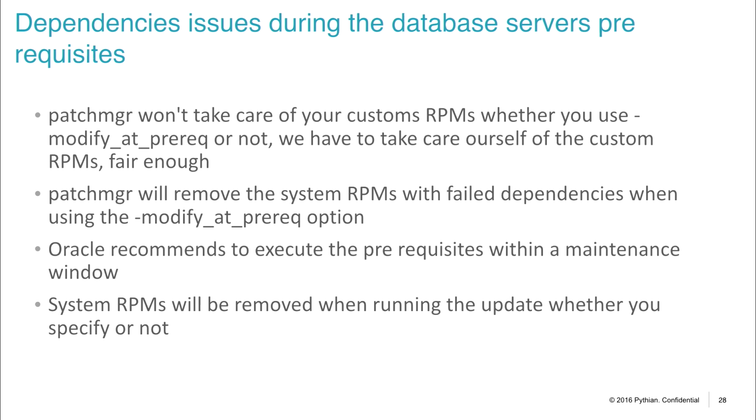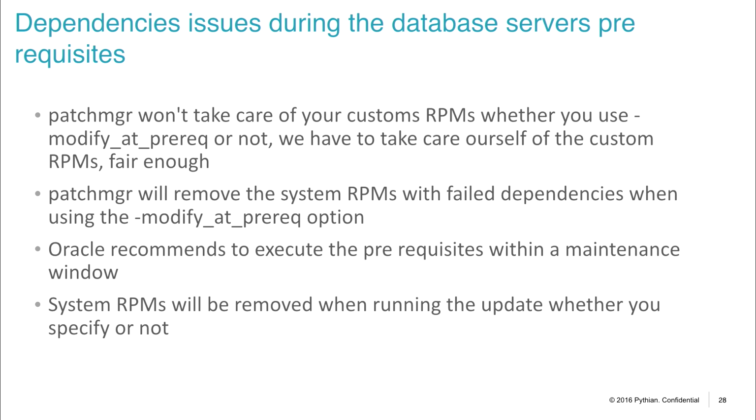One of the things when you're running the pre-check is that Patch Manager won't take care of your custom RPMs. So you have to remove your custom RPMs before you do an upgrade. You do the upgrade, and if you still need those RPMs, you need to install them for the newer version or the kernel that it was updated to.